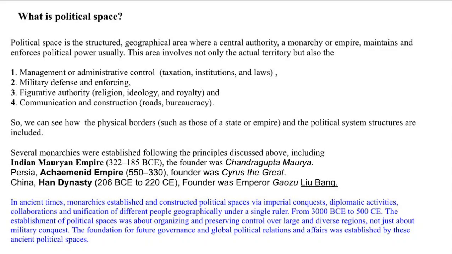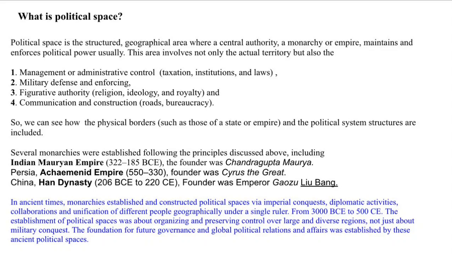Political space is defined by the structured geographical area where a central authority, a monarchy or empire, maintains management or administrative control, official power like taxation, institutions, and laws. Then also military defense and enforcement, figurative authority, religion, ideology, and royalty. Also communication and building, roads, and bureaucracy are included in political spaces and political formation.